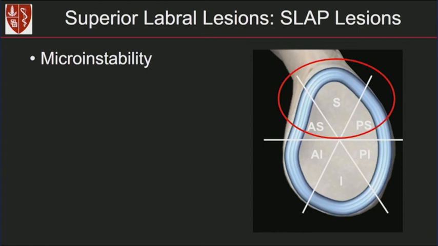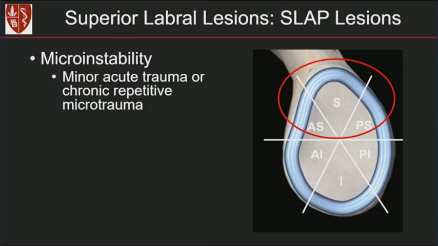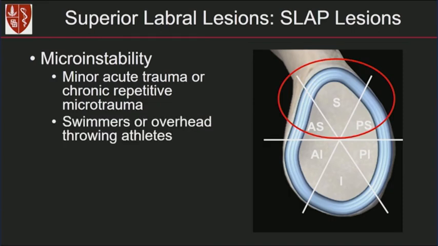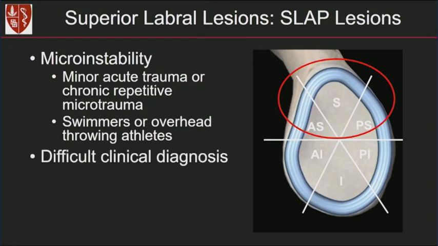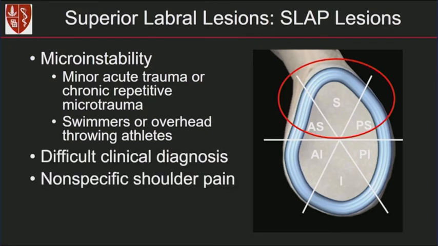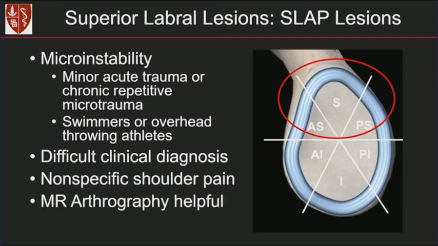Okay. Let's move on to our superior labral lesions, which are the SLAP lesions, commonly associated with microinstability, the result of minor acute trauma or chronic repetitive microtrauma. You can see this with swimmers or overhead throwing athletes. It's actually a difficult diagnosis because patients commonly present with nonspecific shoulder pain. In these cases, we find that MR arthrography is very useful.